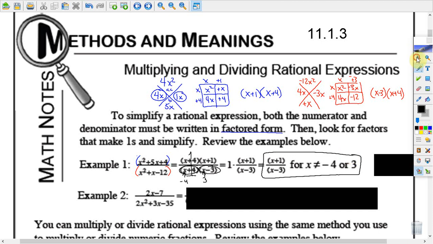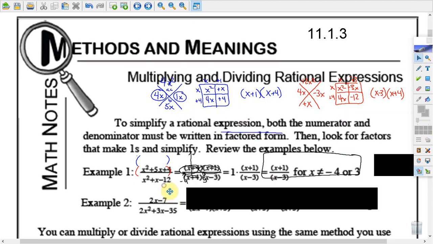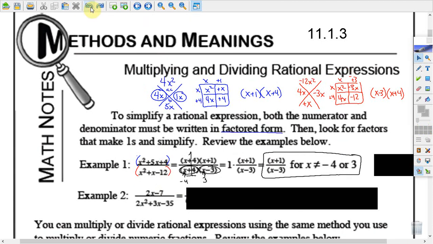So same process for example 2. The top's already factored. Oops. We're going to hope that we end up with a 2x minus 7 as a factor once we do the bottom one. So let's do that off to the side here. I'll erase the last problem so we have room to do that.